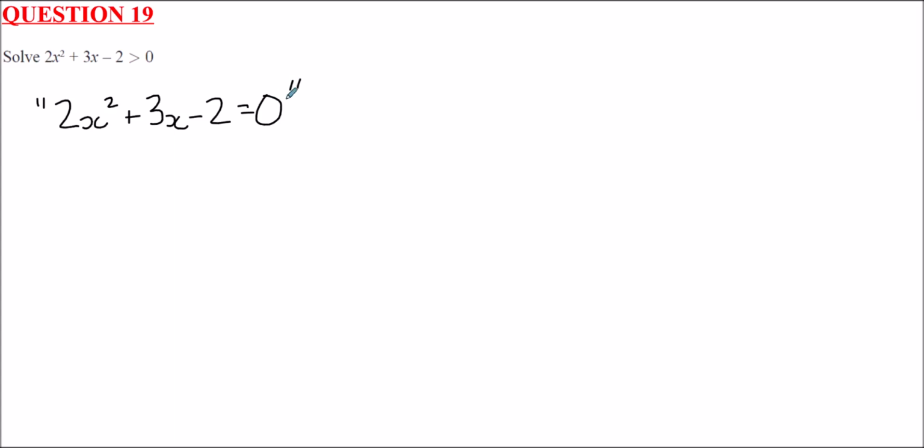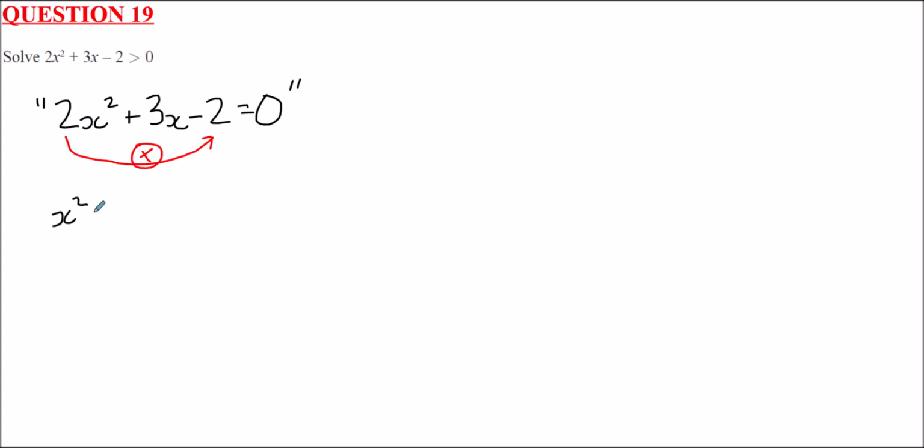The first thing I'd always say is, does this factorise? If it doesn't, and it's a calculator paper, we can always use the quadratic formula. But as it so happens, this one will factorise. If we slide that 2 to the minus 2 and multiply, we can now think of this equation. We'll come back to the inequality in a moment.